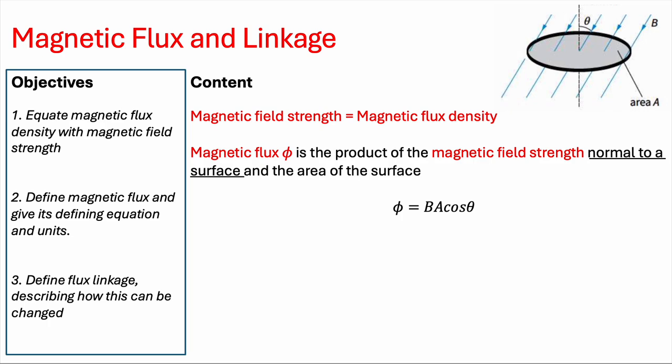We've done this when we were looking at light passing between surfaces, for example. This is the same way. The normal is the line which is perpendicular to that surface. Okay.